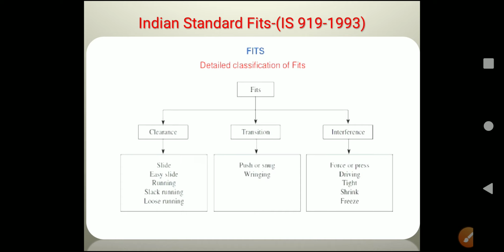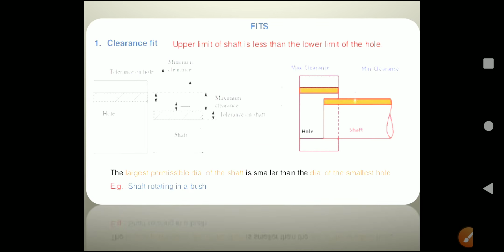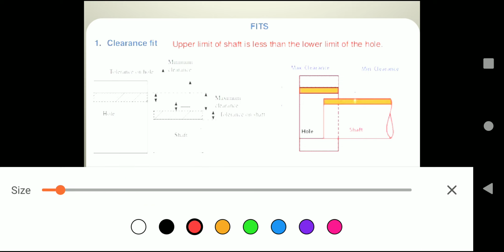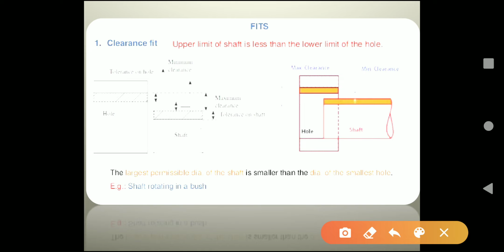So let us see the first type, that is clearance fit. What is meant by clearance fit? Here you can see the upper limit of the shaft is less than the lower limit of the hole. In the two graphical representations seen here, you can see the hole and shaft basis system.